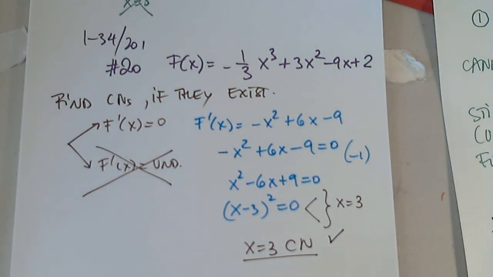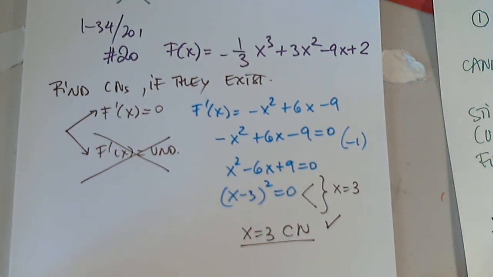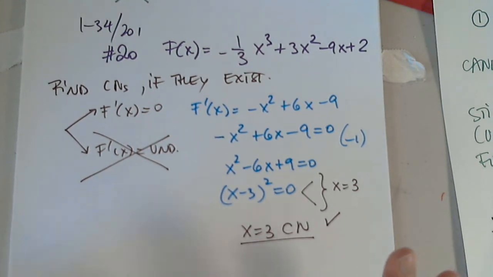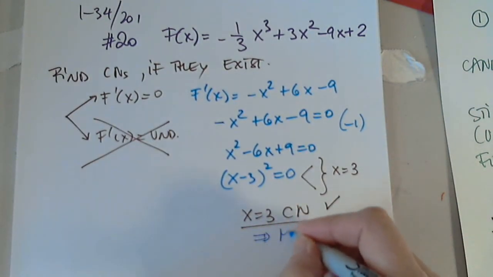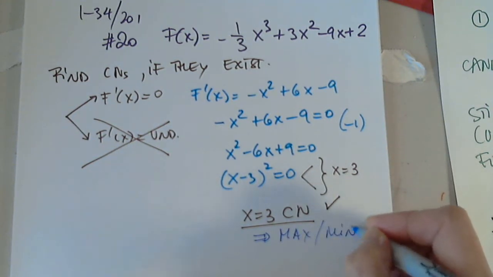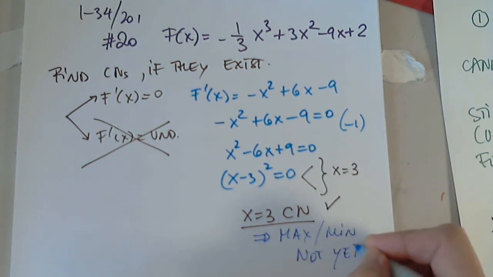So now, will this become a max or a min? I don't know. We'll come back after we study other functions for critical numbers. We'll come back and we'll analyze that. So will this become a max min? Not yet. We're not there yet.